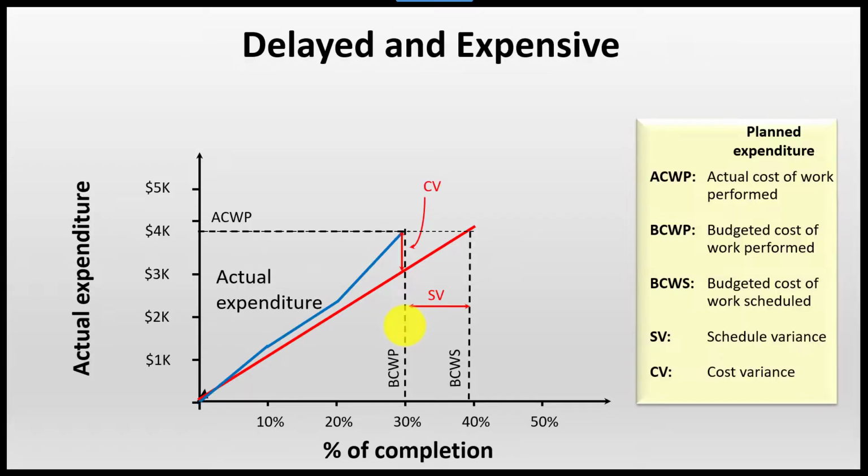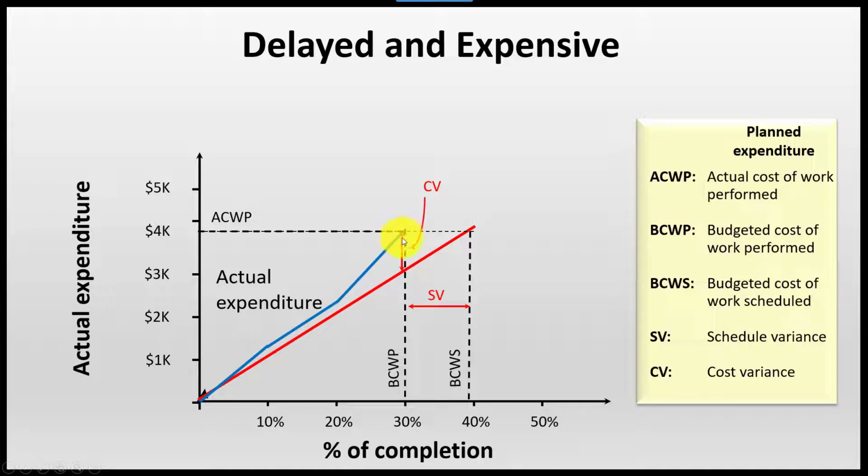Now we can also use similar ones for tracking expenditures and budget, because we can track the money that we are expending versus the percentage of completion. And just like before, we have a target, and now we have the actual expenditure. In this case, this blue line above the target is not good news, because we are spending more money than we are supposed to.